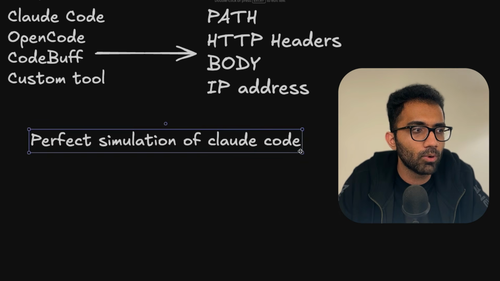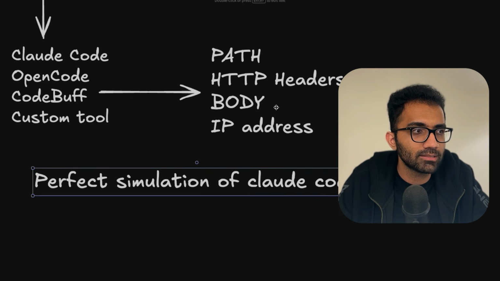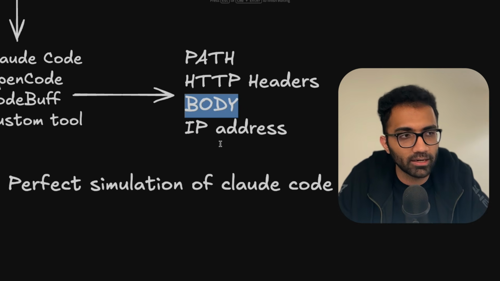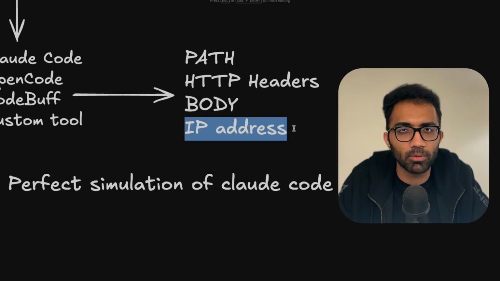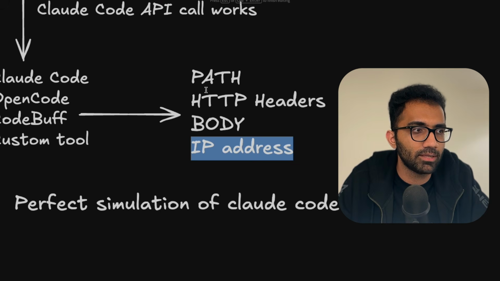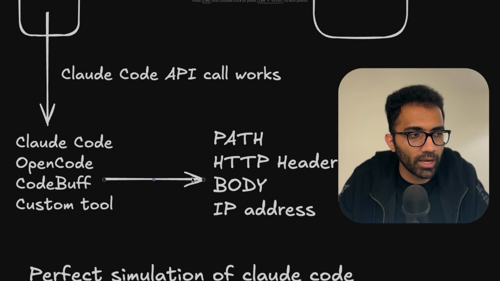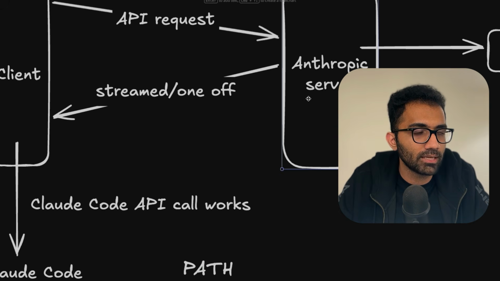And if you're able to do a perfect simulation of Claude Code, including the same HTTP headers that they're passing, including the same style of body content that they're using, IP address is no problem. You can just do it with your current IP itself, and the path will again remain the same. There is basically no other way through which Claude or Anthropic's API servers can detect.